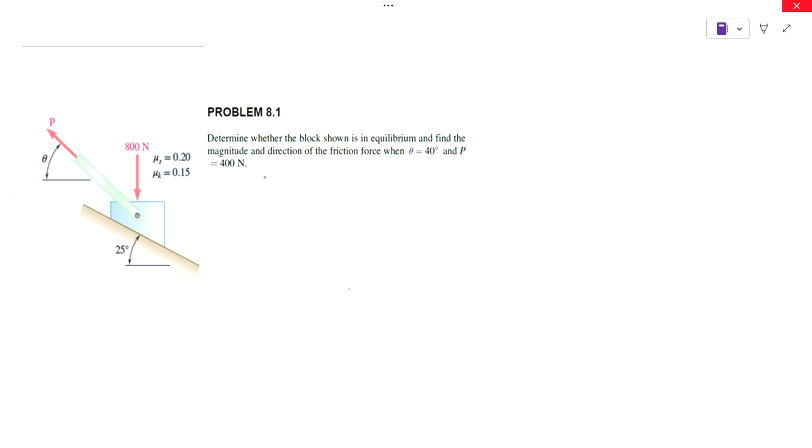Let us look at this problem right here. We have a box, well, not a box, but one object that is designed to be placed on this surface. We have the angle, and we have the static coefficient of friction, 0.2, and the kinematic coefficient of friction, which is 0.5.